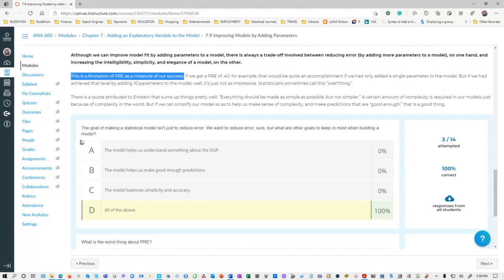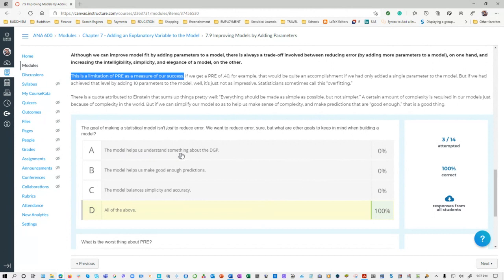There's a trade-off. The goal of making a statistical model isn't just to reduce error. We do want to reduce the error, sure, but there are other goals to keep in mind when building the model. As in the beginning, we had some discussion, some notion that we statisticians are supposed to reduce the error, but that's not enough. It is not all we are doing in statistics. There are other goals to be achieved in this statistical analysis as well. So what are they?